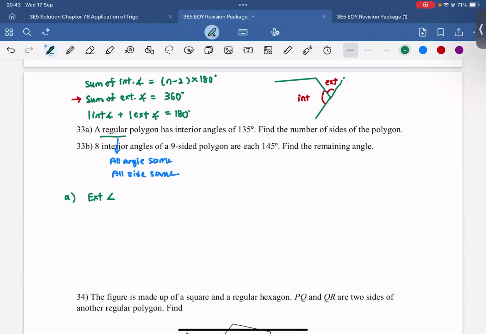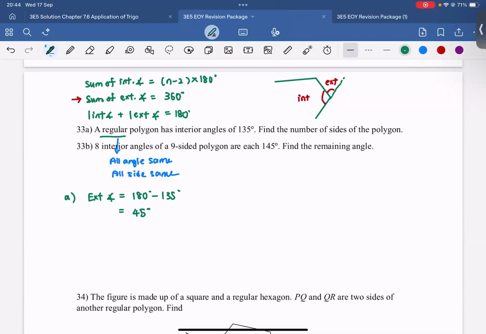Jude, what's the exterior angle? 360 minus 135. Oh my goodness, see on top. 180 minus 135. Exterior angle is 45 degrees. So now you know one exterior angle is 45 degrees, right? Then all the exterior angles will be 45 degrees each, right? Correct. Then 360 divided by 45.